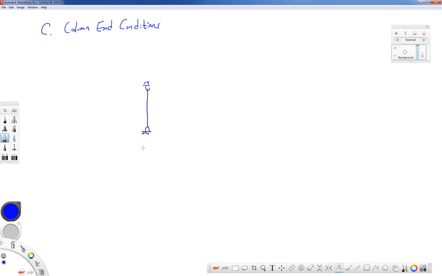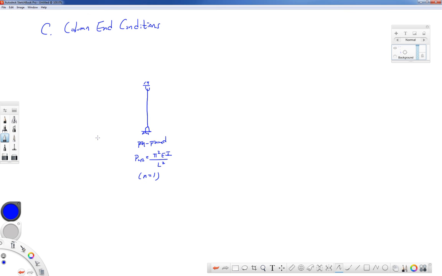We found out that the critical buckling load was pi squared EI divided by the length of the column squared. And again, that's for our first mode shape. But just like beams, there are different ways we can support columns.